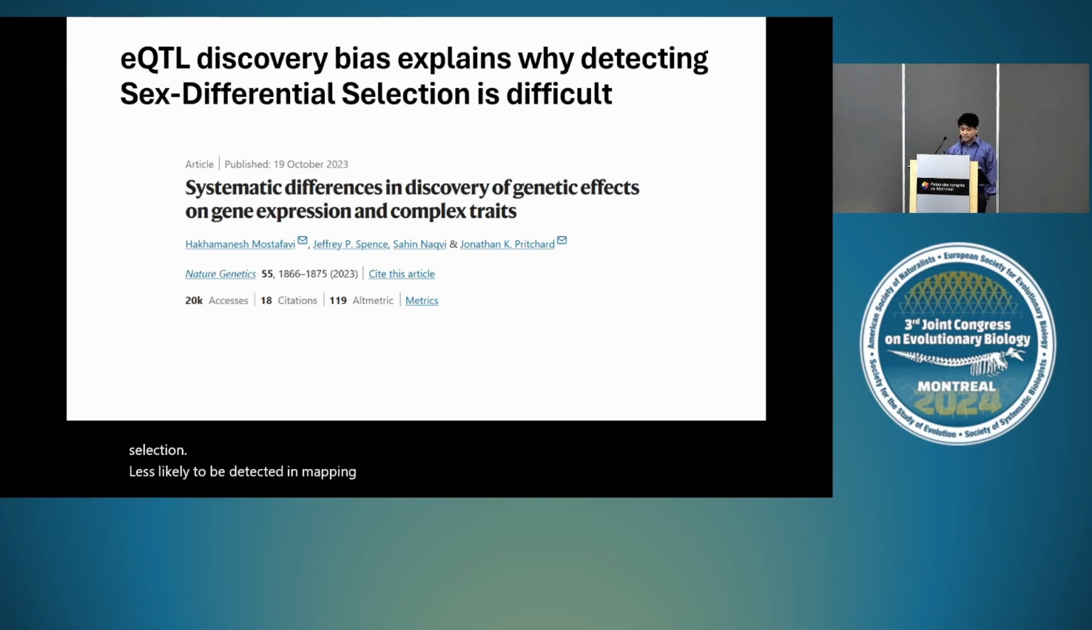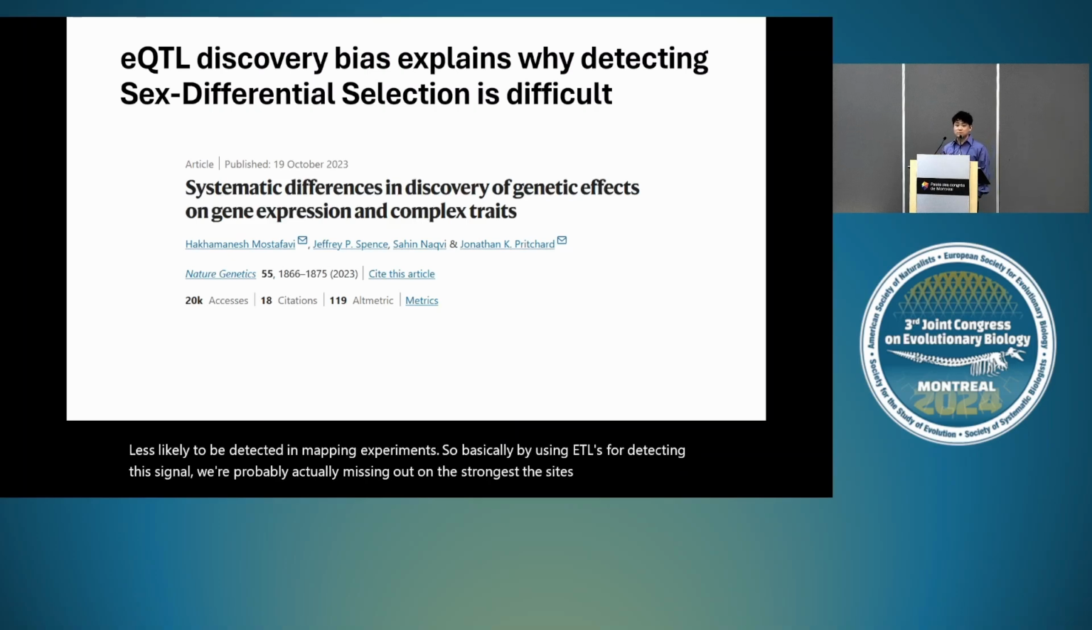So basically, by using eQTLs for detecting this signal, we're probably actually missing out on the sites under the strongest sex differential selection. There are other factors that could also lead to us missing this relationship, such as maybe the relationship between selection and expression is really rare, or maybe it only occurred in the past and is not currently ongoing.